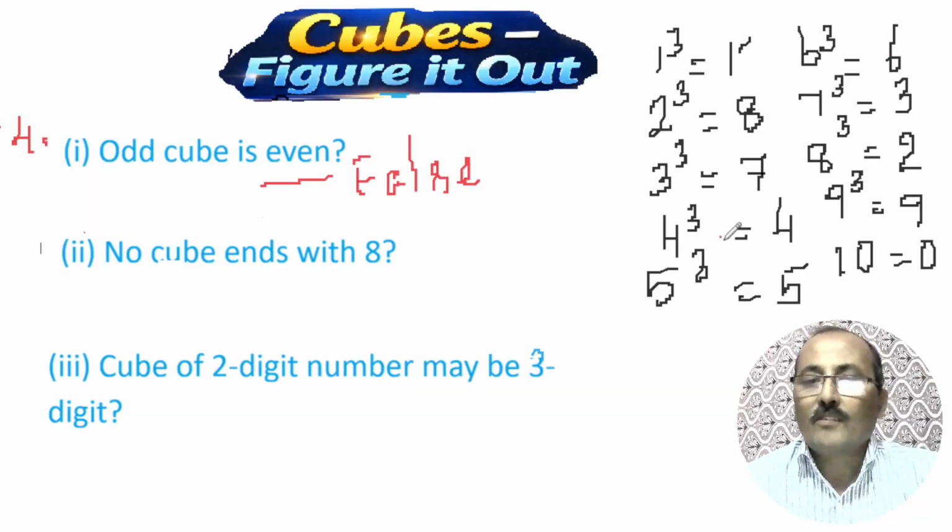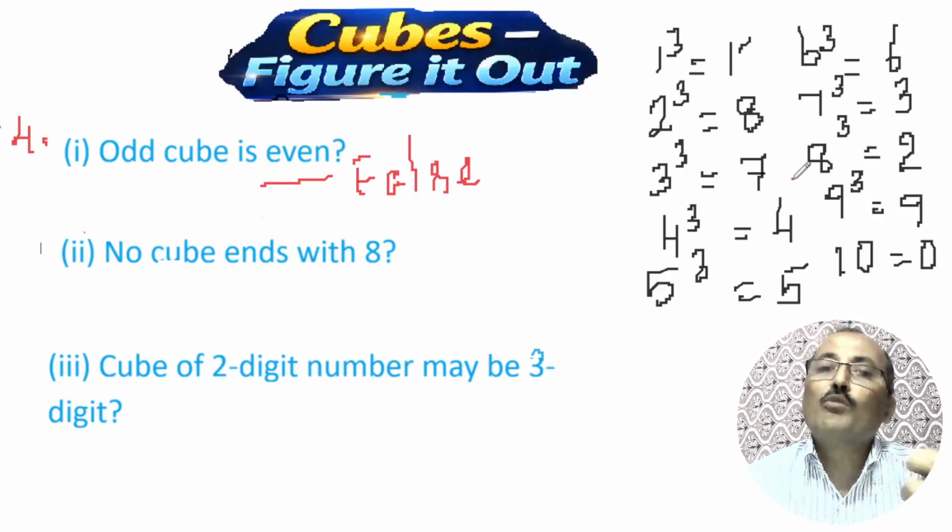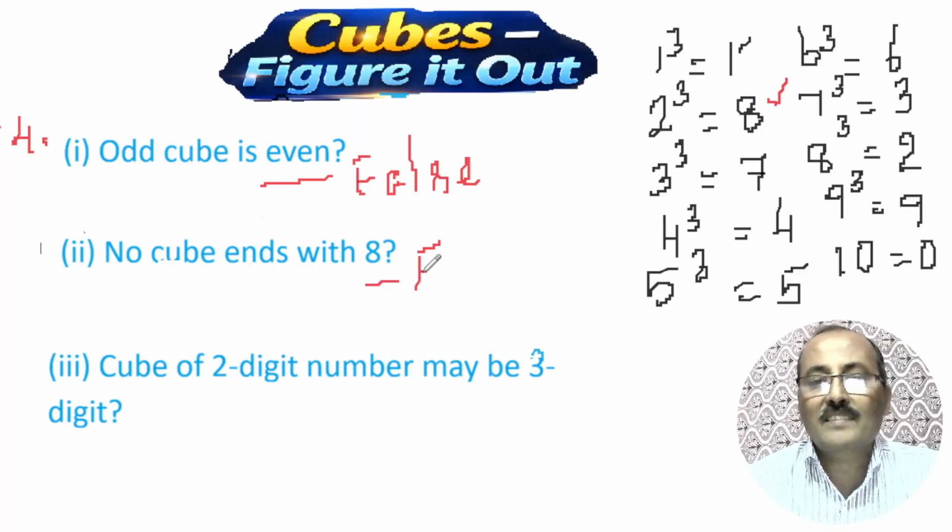This one thing you have to know. If you write this in the side column, you can answer the cube questions easily. You need to know it, don't miss the mark. No cube ends with 8. 2 cube, 12 cube, 22 cube, all are not like that. So this is also false.